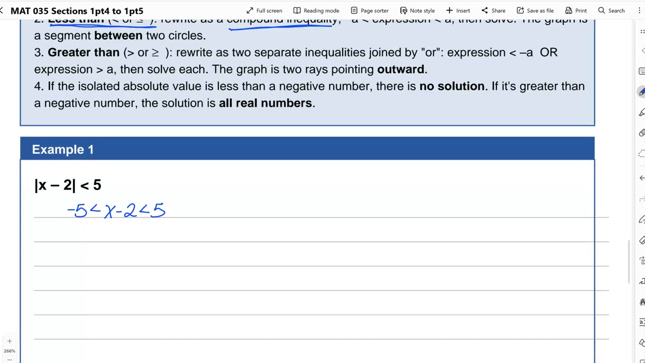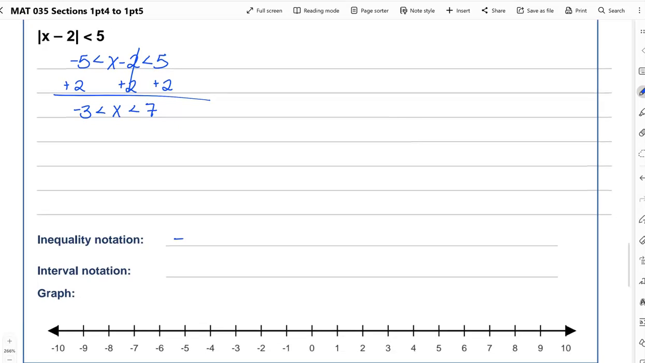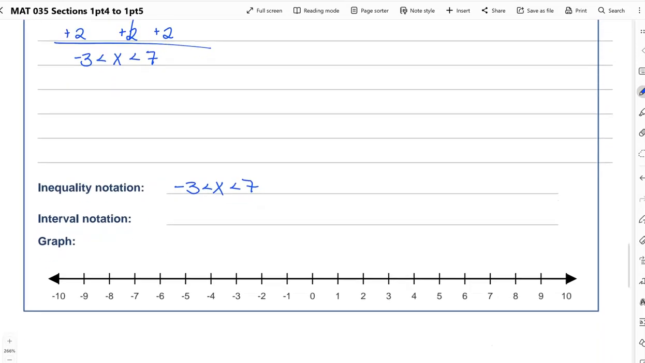And then we're just going to solve it inside out like we have been doing with compound inequalities. We're going to add 2 to all sides. That's going to zero out that 2 in the middle, so we're left with just the x. And then we're going to have negative 3 and then 7. So our inequality is going to say negative 3 is less than x is less than 7. Inequality notation, negative 3 is less than x is less than 7. Graph, open circles at negative 3 and 7. And we are including everything between, so we're going to shade between. Interval notation, negative 3 and 7 both have parentheses.